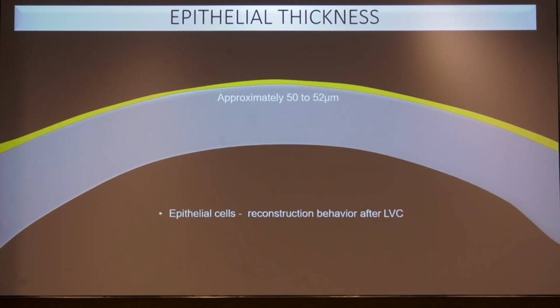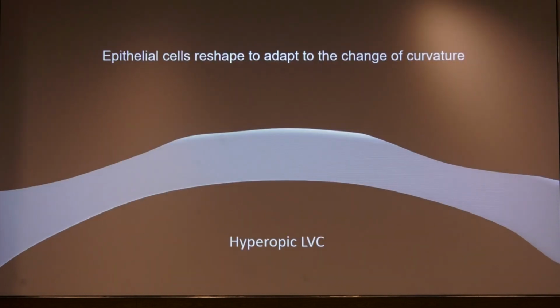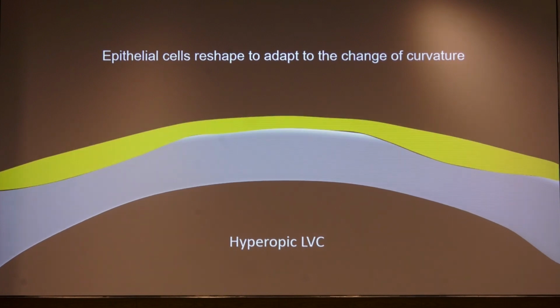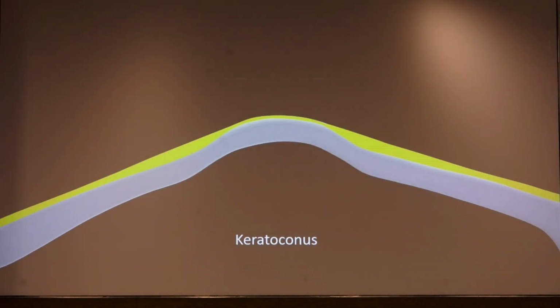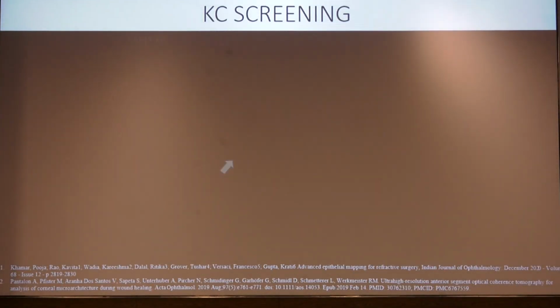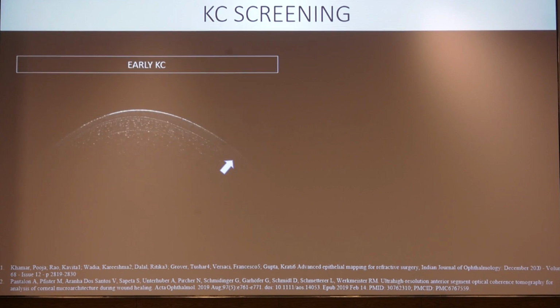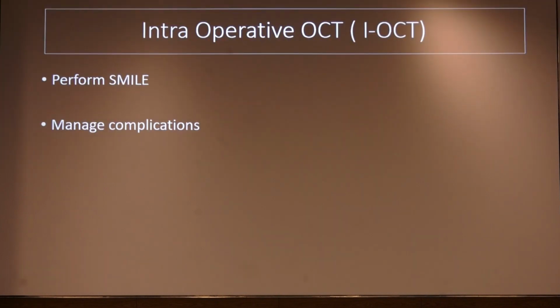Coming to the epithelial thickness. We should know that the epithelial cells have a remodeling behavior after LVC. What these epithelial cells do is they reshape to adapt to the change in the curvature of the cornea. So this is after a hyperopic LVC, and this is a similar epithelial remodeling after a myopic LVC. And this is in keratoconus. In screening of early keratoconus, the epithelial thickness measurement is very important, and in advanced KC it is obvious.